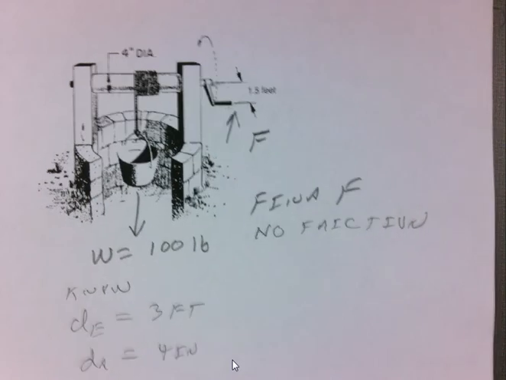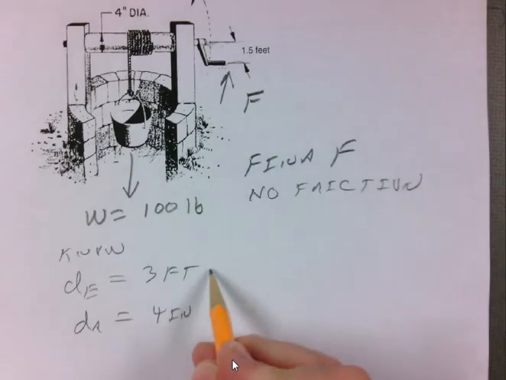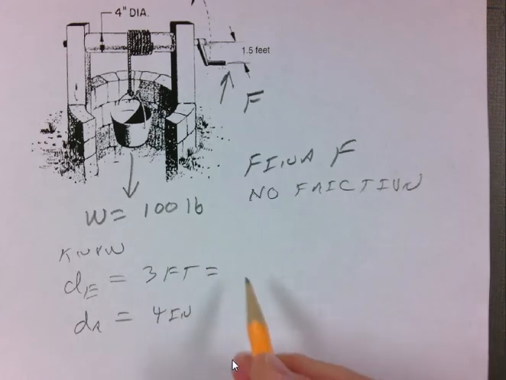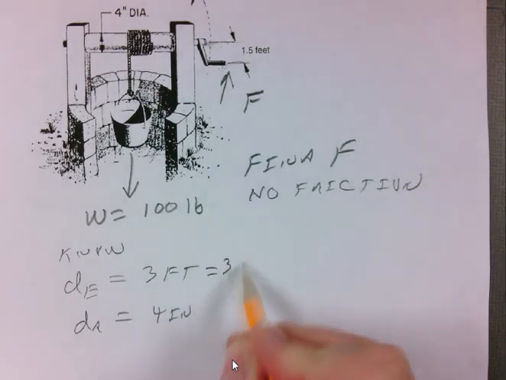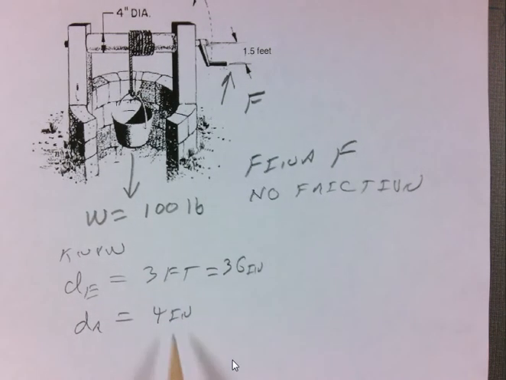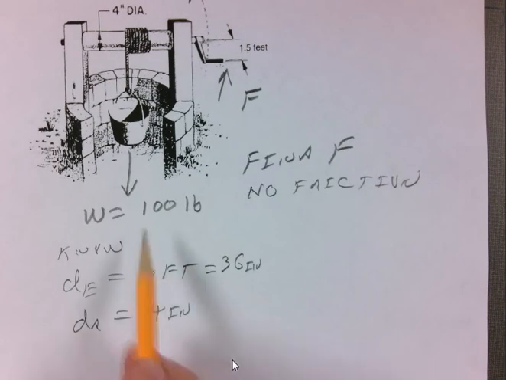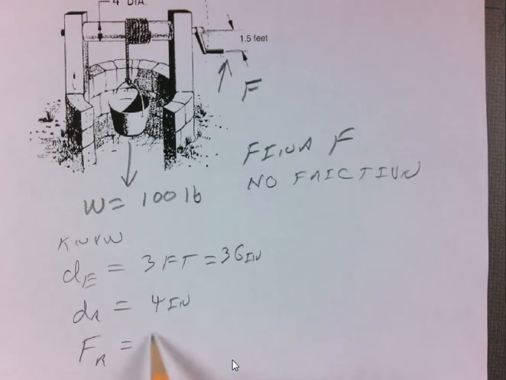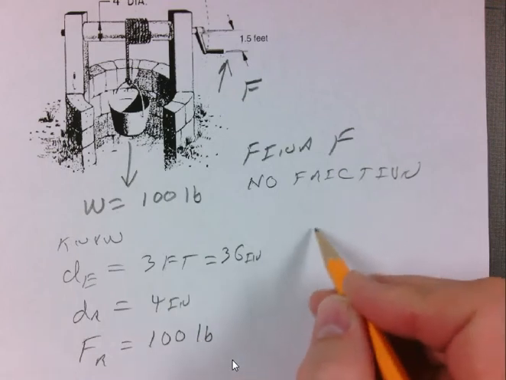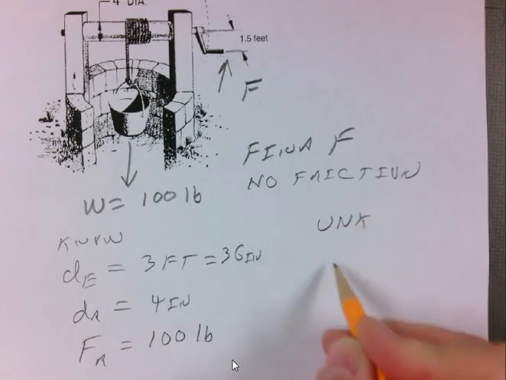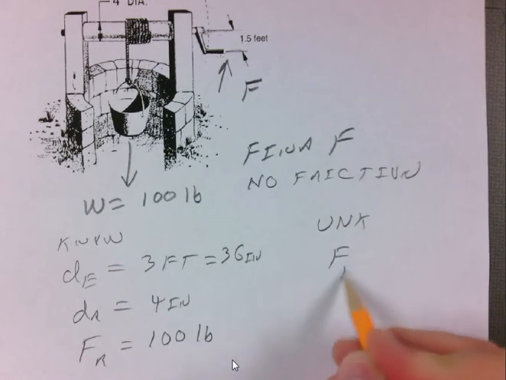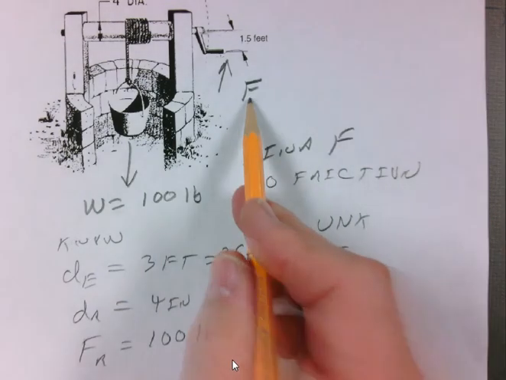Already do you see there's a problem? Of course, let's convert these to the same units. So this should be 36 inches to 4 inches. And what else do we know? We know that we've got a weight or resistance, Fr, of 100 pounds. Okay. What is our unknown? What we don't know is our Fe, which is the F there.